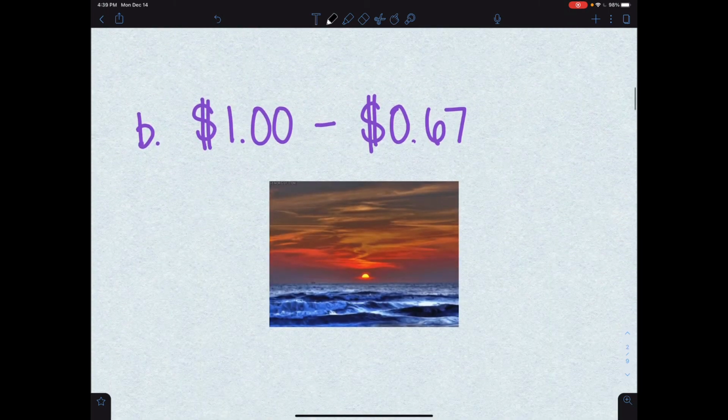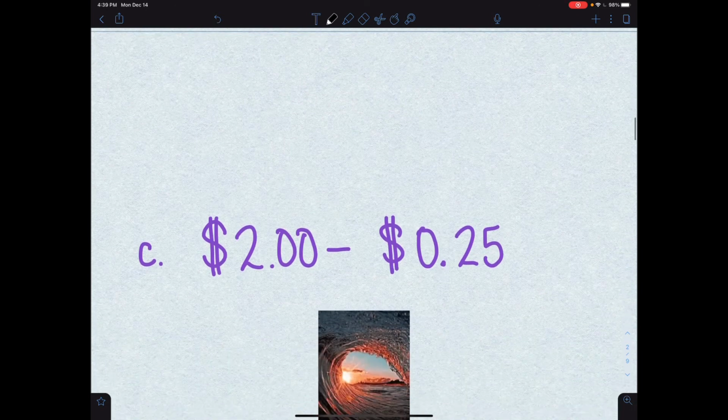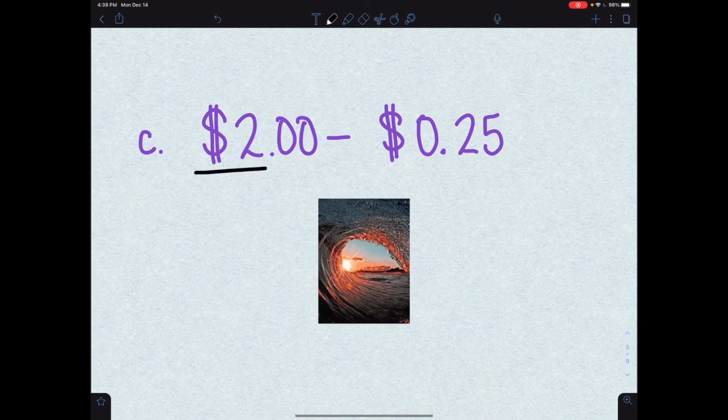Okay, so I gave you the first one, so let's have you do the next ones. And I gave you some beautiful nature pictures to look at while we're doing this. The next one is $1 minus 67 cents. Okay, and C is going to be $2, so don't let that trick you. $2 minus 25 cents. Write your answer.